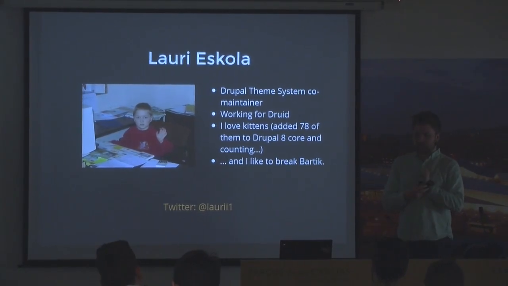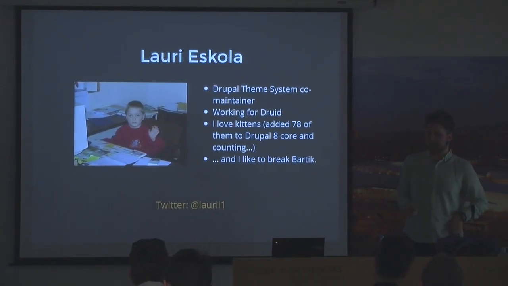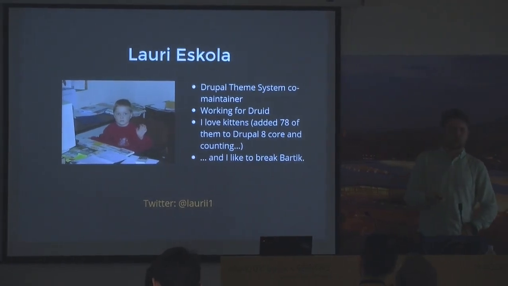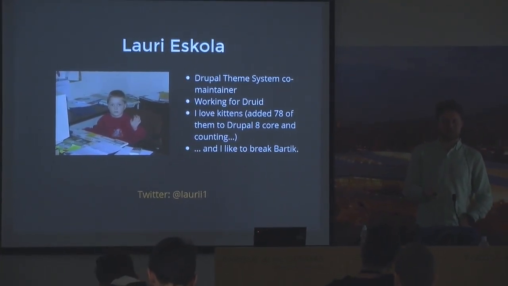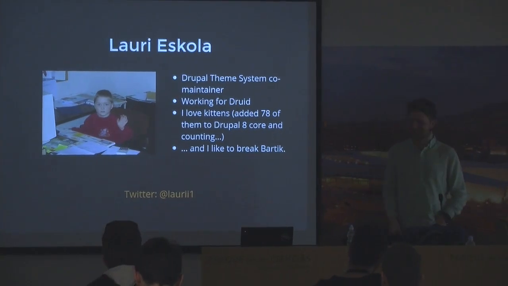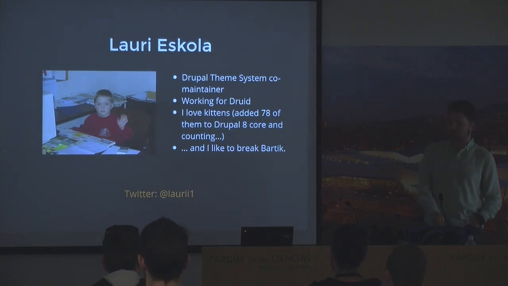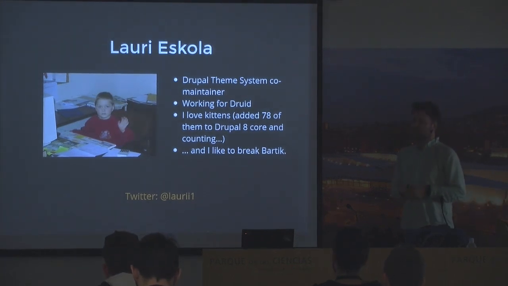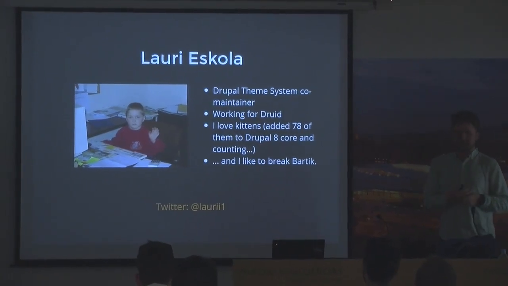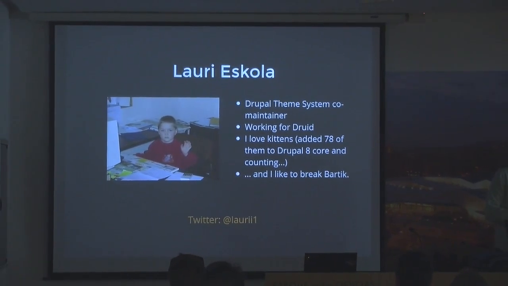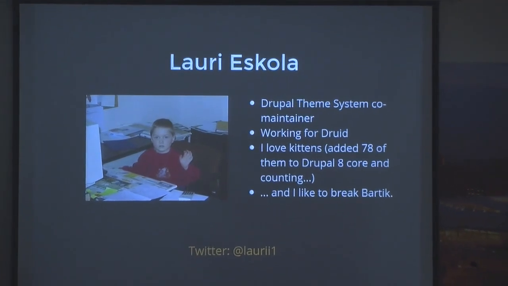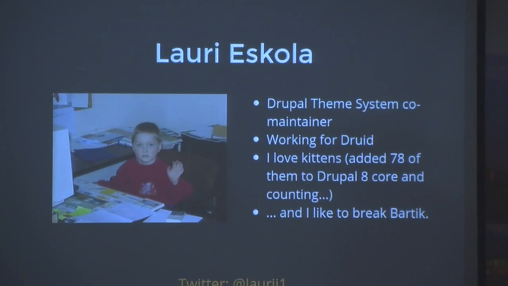My name is Lauri Eskola. My funny accent comes from Finland. I don't know if you follow Formula 1, but you probably know Kimi Räikkönen, Mika Häkkinen. I have the same accent as them. I'm a Drupal theme system co-maintainer. I work for a Finnish Drupal company called Druid. I also love kittens, and besides loving kittens, I love learning Spanish. What I learned yesterday was hola, capaz, estudias o trabajas. And I heard that is an important thing to learn. I hope that it doesn't cause any trouble for me. I also like the break party.